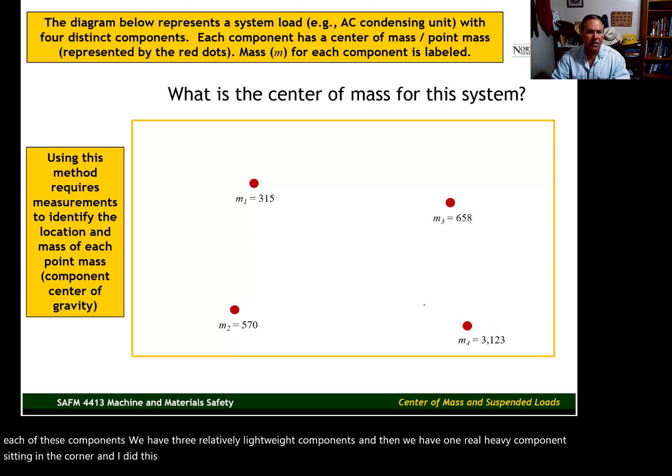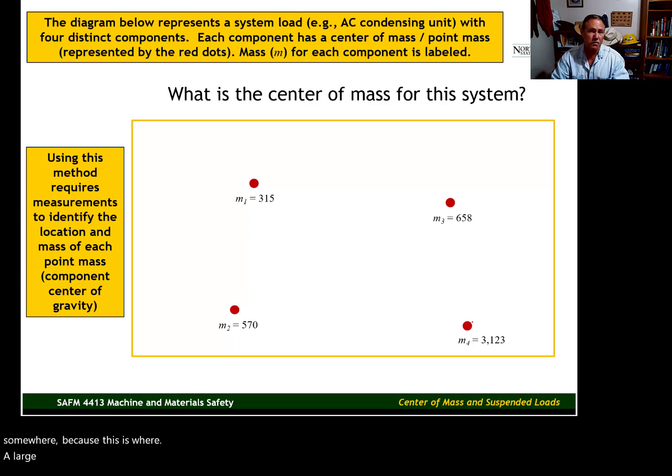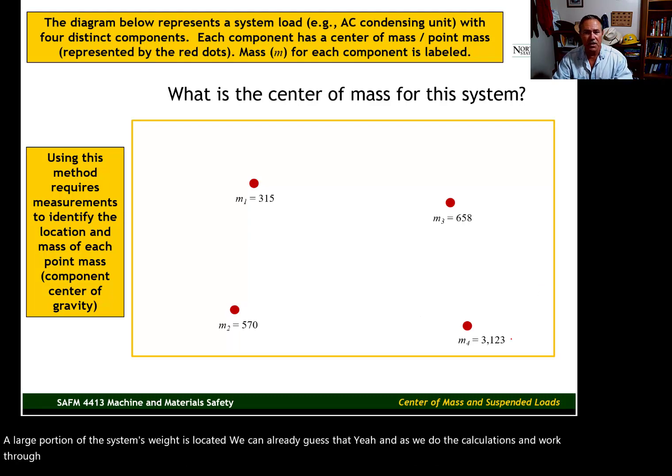We can already guess that our center of gravity is going to be over in here somewhere, because this is where a large portion of the system's weight is located. We can already guess that. And as we do the calculations and work through the process, we'll see that that actually happened, precisely where the center of mass is for this type of system that we're looking at.